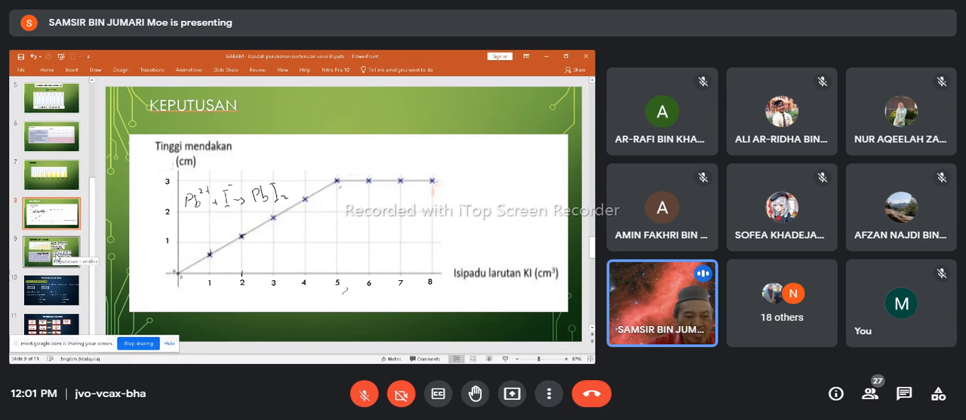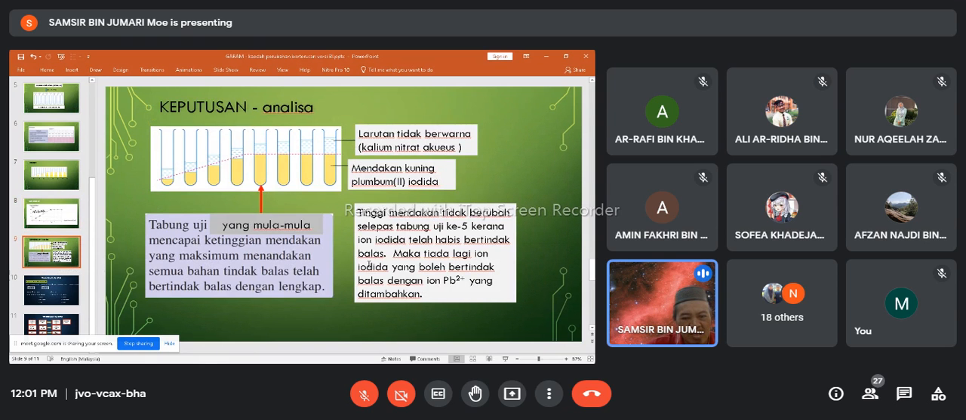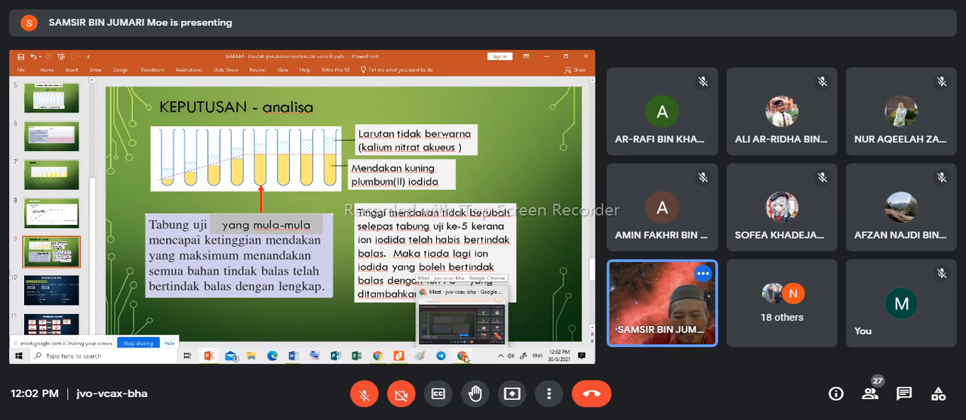Okay, kita tengok tu. Sini ni macam tu. Ini bahasa Melayu lah, tak sempat nak tulis kat sini. Okay, yang kat sini ni, dalam bahasa Inggeris pun ada lah, kat situ. Kalau kita tengok, pada tabung uji yang kat sini lah, ini yang sebenarnya mulanya tindak balas lengkap telah berlaku.